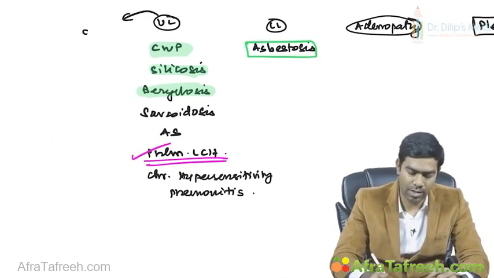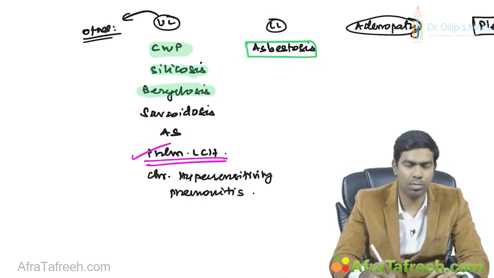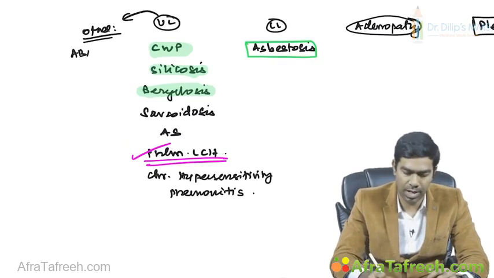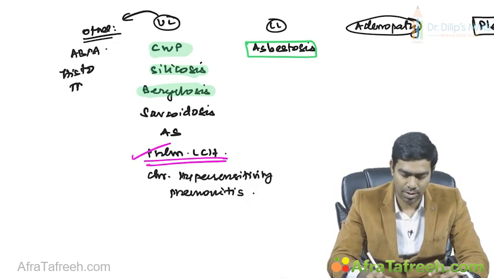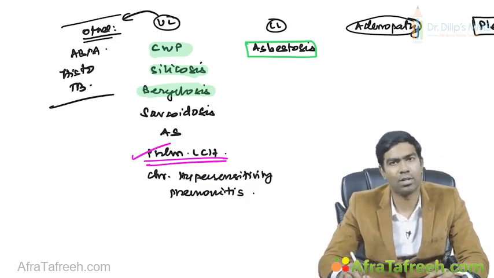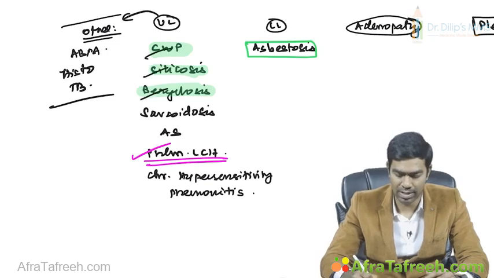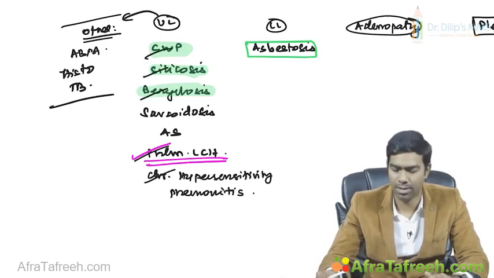So if somebody asks you other disorders that have upper lobe predominance, you can easily tell ABPA, allergic bronchopulmonary aspergillosis, histoplasmosis. It's the TB of the Western world, histoplasmosis. Then tuberculosis. So all these things also will have upper lobe predominance, but these are the classic diseases that you have to remember for exam.